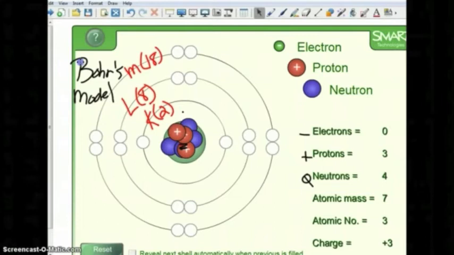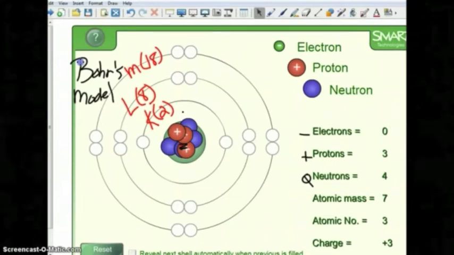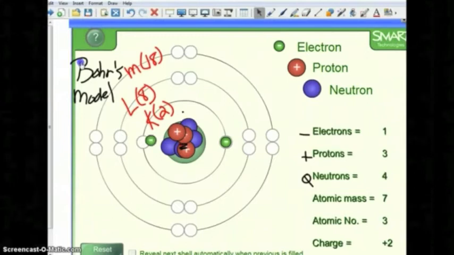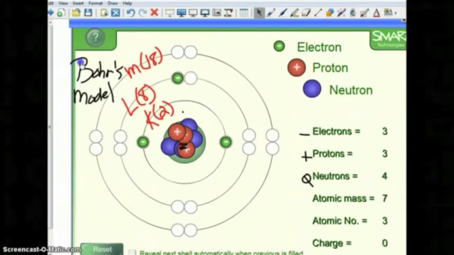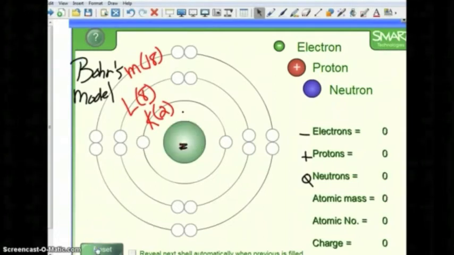So let's put our electrons in their appropriate place. We're going to put 1, 2 electrons here, but we still need one more. There's no more room on the K shell, so we have to move out to the L shell. Here we have a nice neutral atom of lithium. Let's try another one. Let's try oxygen.